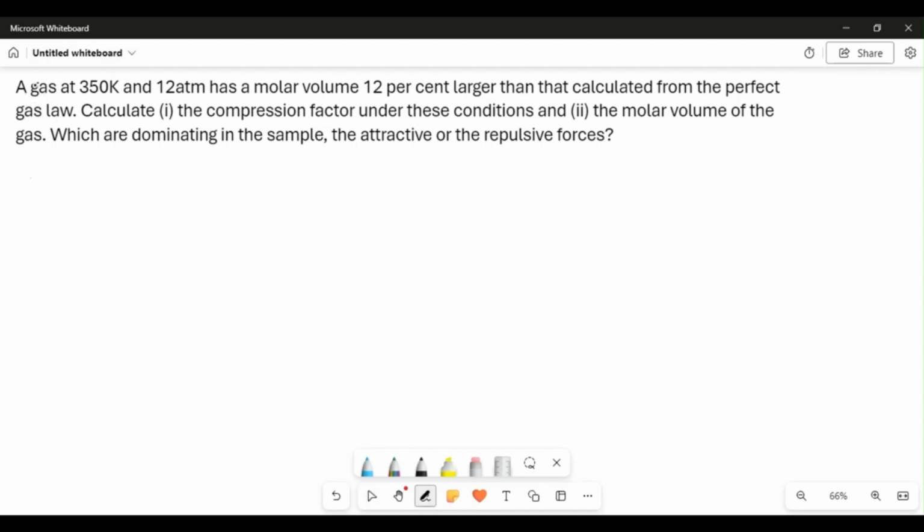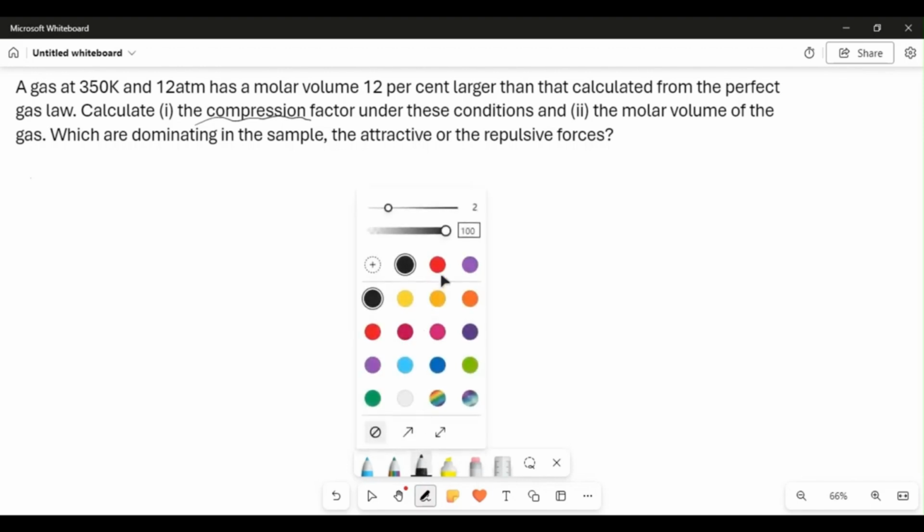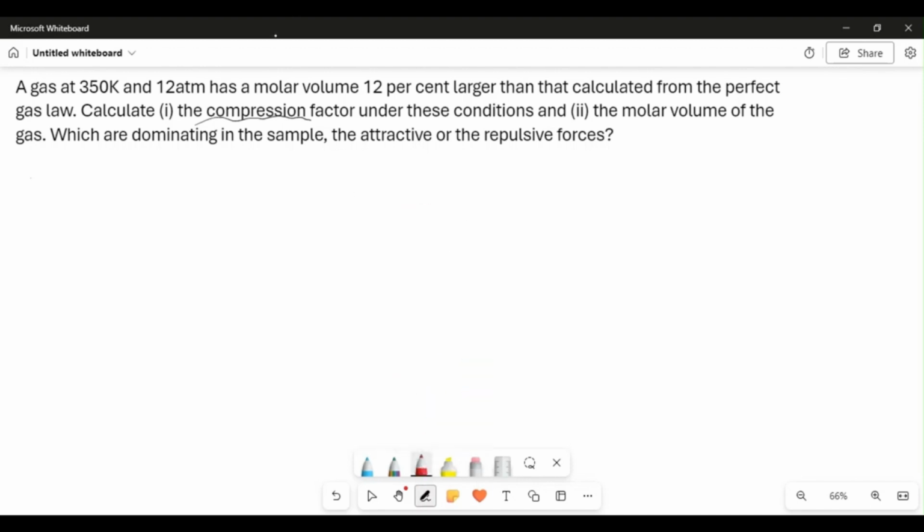So this question says a gas at 350 Kelvin and 12 atmosphere has a molar volume 12% larger than that calculated from the perfect gas law. Calculate the compression factor under these conditions, and the molar volume of the gas. Which forces in the sample are dominating, the attractive or the repulsive forces? So basically, they want you to find the compression factor, they want you to find the value of the molar volume, and they also want you to answer the question whether it's the attractive forces that is dominating in this sample of gas, or the repulsive forces.